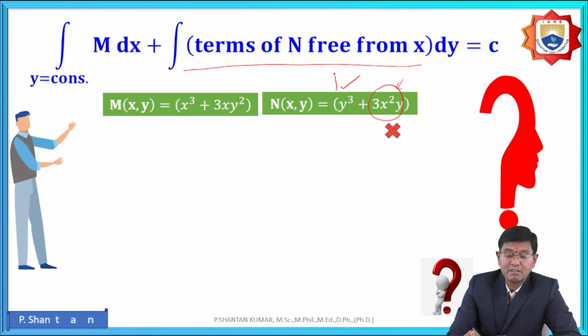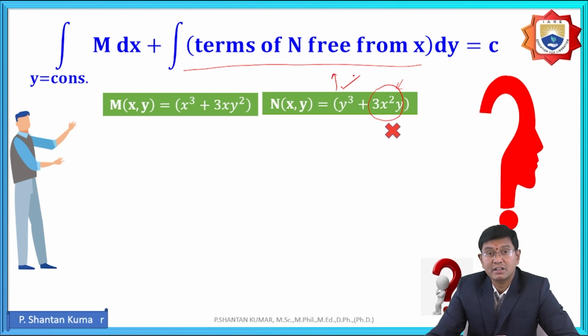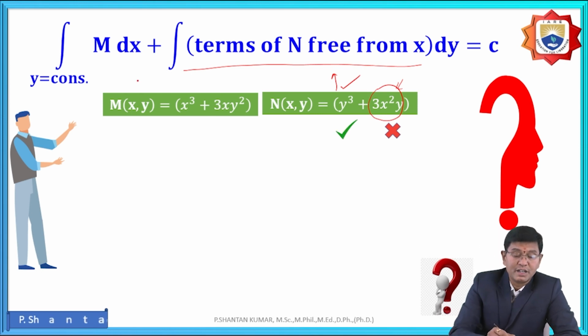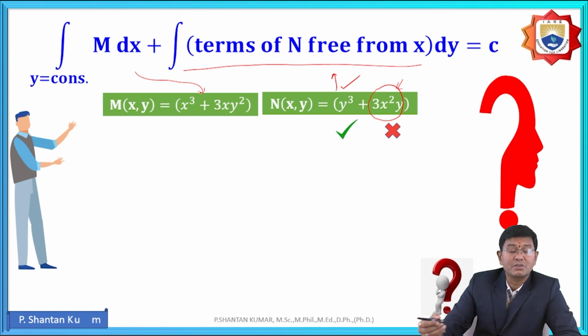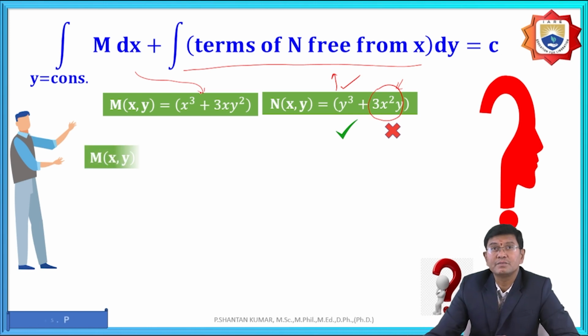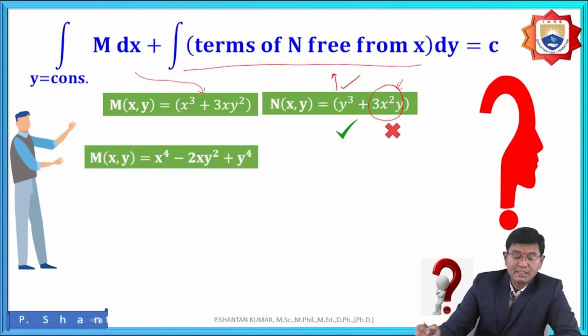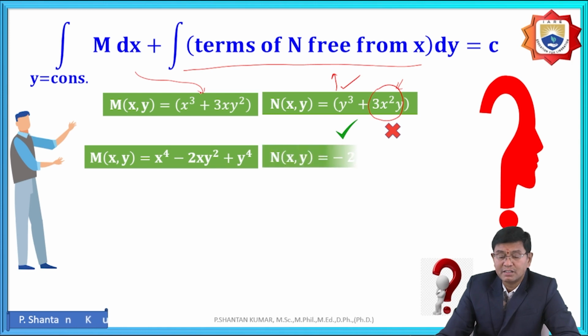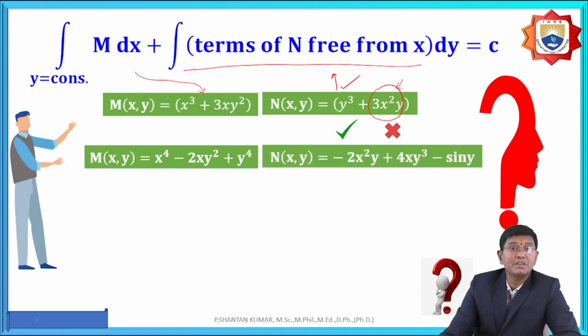Therefore, in this formula, we need to replace it with the integration of y cube into dy. That M, as we need, we need to find with respect to x only, treating y as a constant. For example, take another example where M is a function like this and N is a function like this. Based upon this, at the time of the calculation, we find the N free from x.